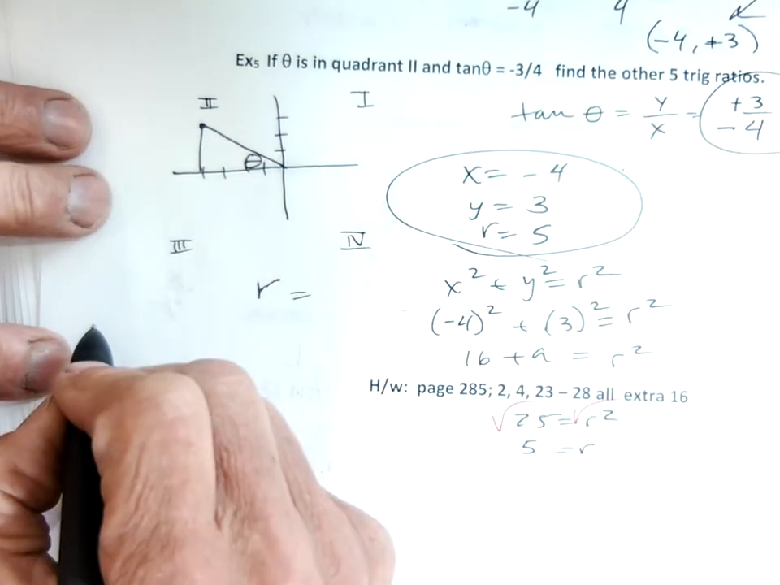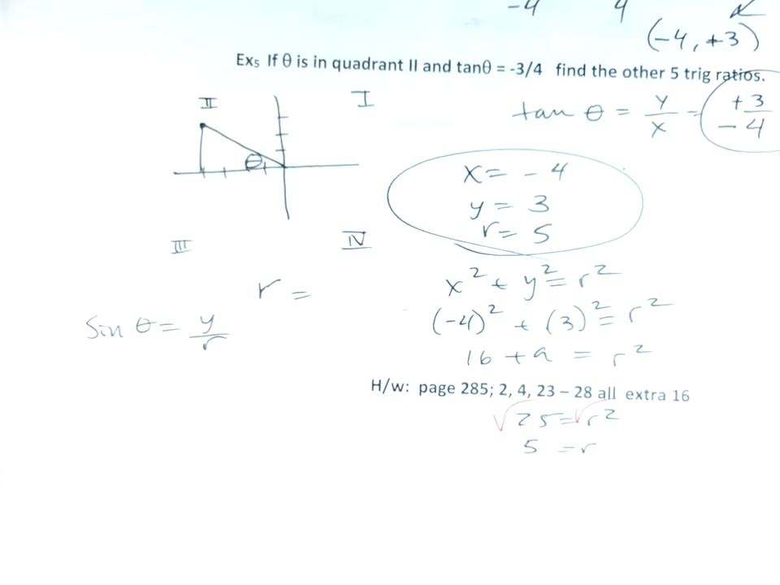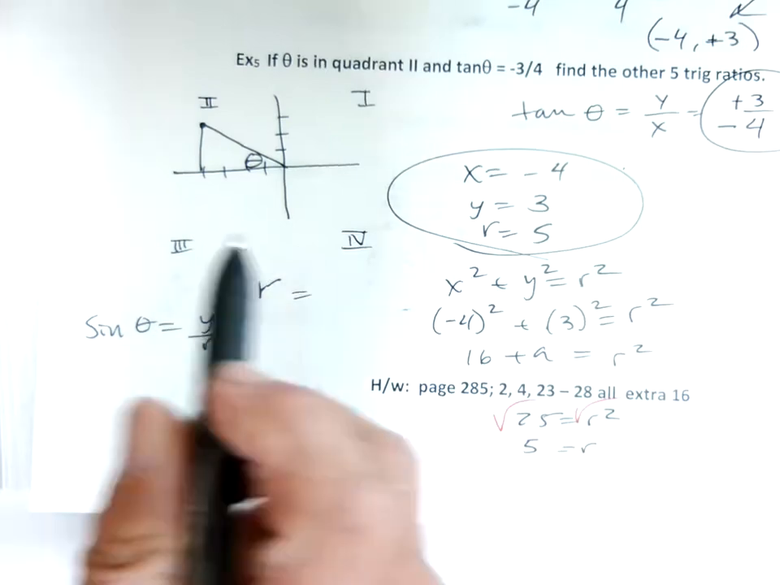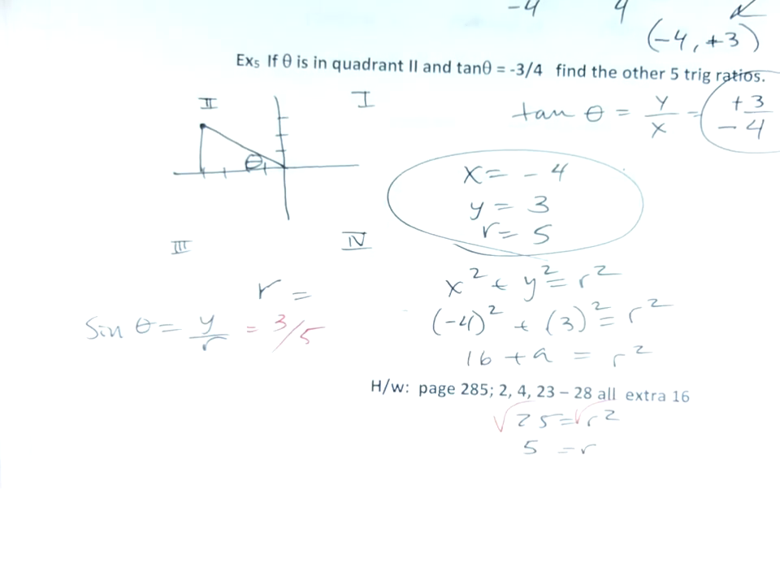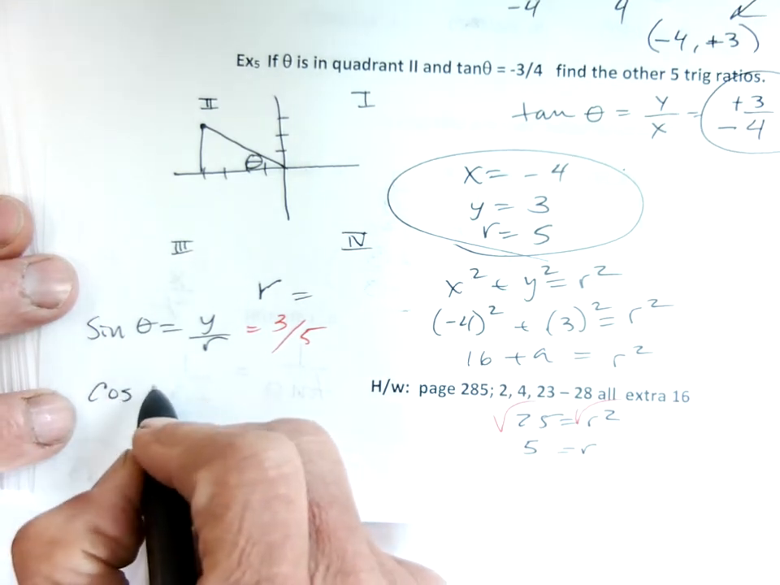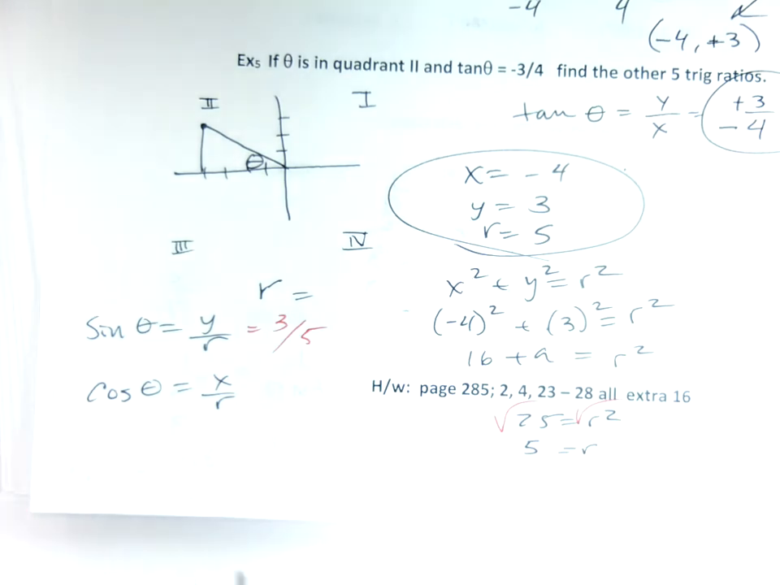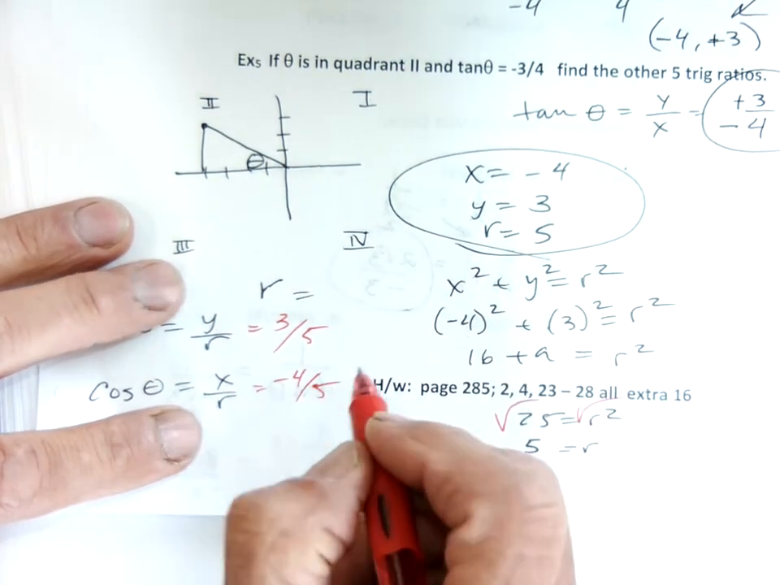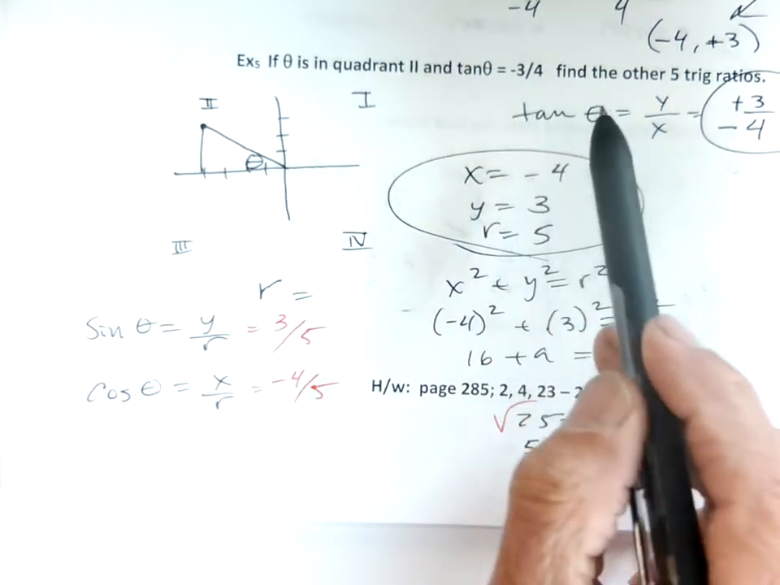Okay, sine of theta is the y over the r. We know that. We learned that last week. I also went through it on our warm-up, right? So the y value, 3/5. Cosine of theta is the x over the r. All right, well, now I know the x is negative 4 over 5. Tangent, I already know tangent. They gave me tangent. Tangent's here. I know tangent.